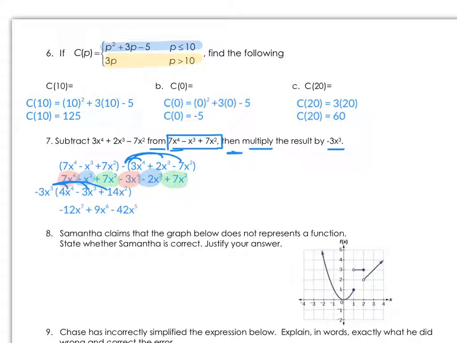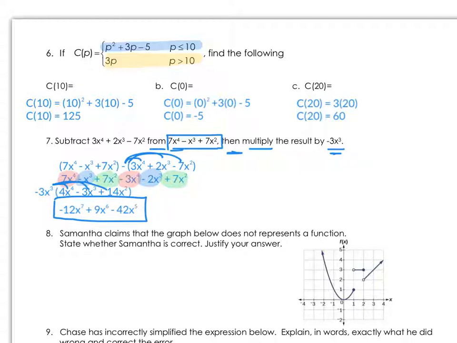Okay, so then this is my final answer here. So remember to make sure that you did the subtraction, and from whatever followed that goes first, and then we had to multiply the result by this negative 3x to the third. Okay, let's go to the next one.